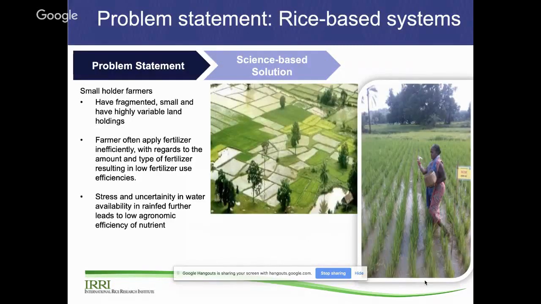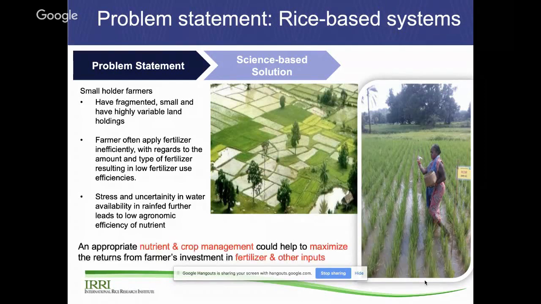Talking about the smallholder farmers of these areas, what are the issues that these farmers are facing? The major issue over here is that they have very small farms which are fragmented and highly variable. Variable in terms of the soil, in terms of how they manage it, even the time of transplanting, time of establishment of the crop. And often farmers are applying fertilizers inefficiently with respect not only to the amount, but the time of application. Coupled with the stress that we see nowadays due to climate change, which includes uncertainty in water availability, this has compounded the problem and thus leads to low agronomic use efficiencies.